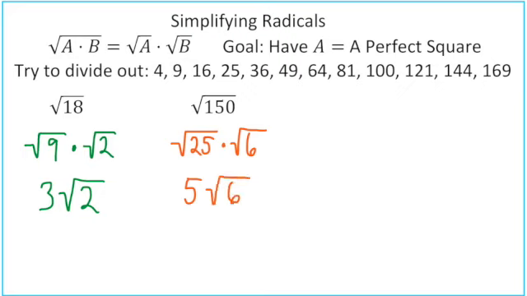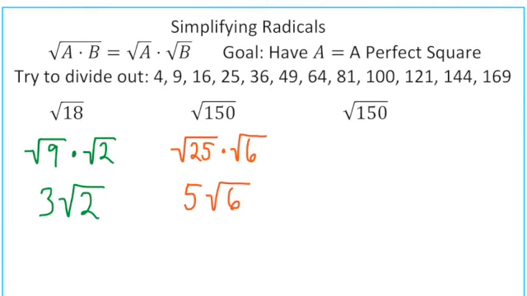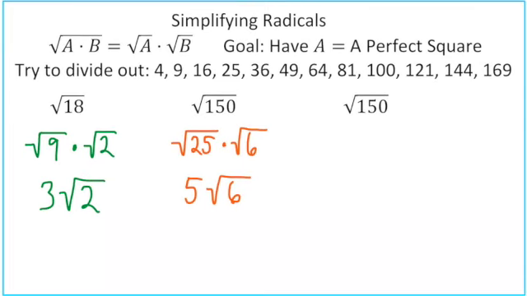Now there is another strategy you can use if you're having trouble coming up with what perfect square can be divided out of your number. This strategy works good when you have a larger number. So let's take a look at radical 150 again. If we break this down into its prime factors, we can then simplify. So if we start with 150, can you divide 150 by 2? And the answer is yes. That would be 2 times 75.